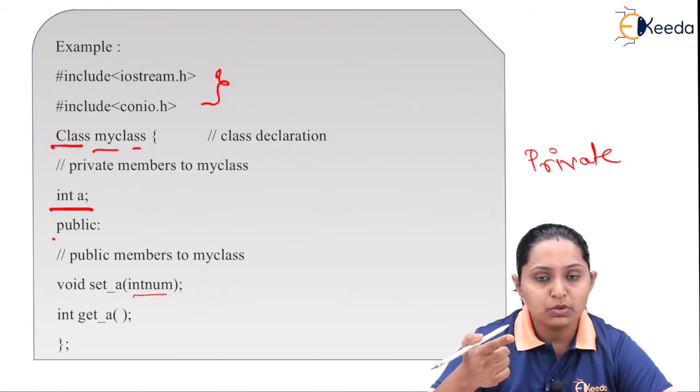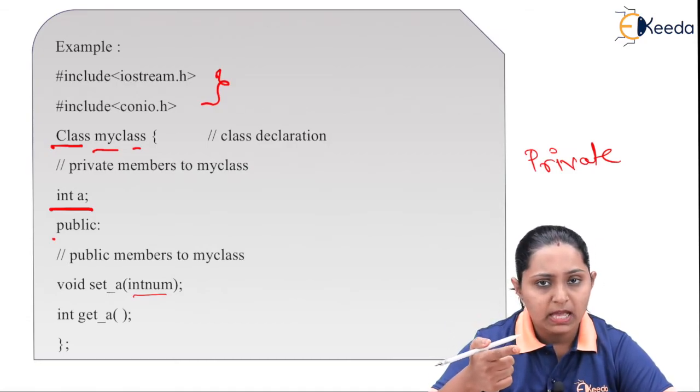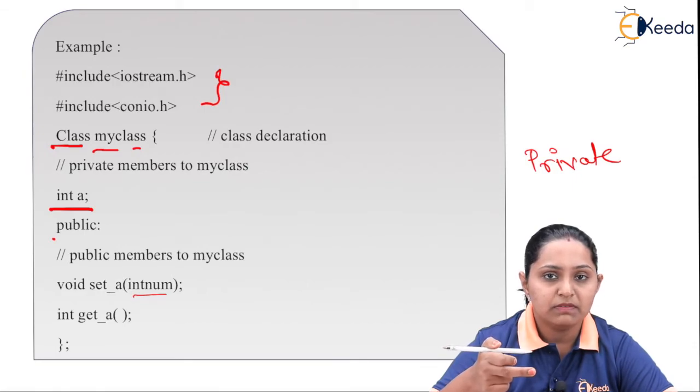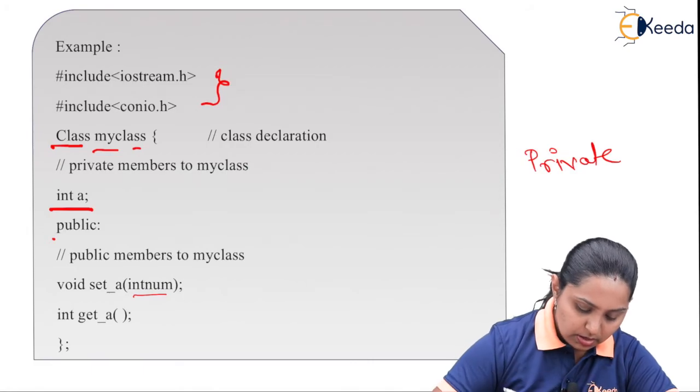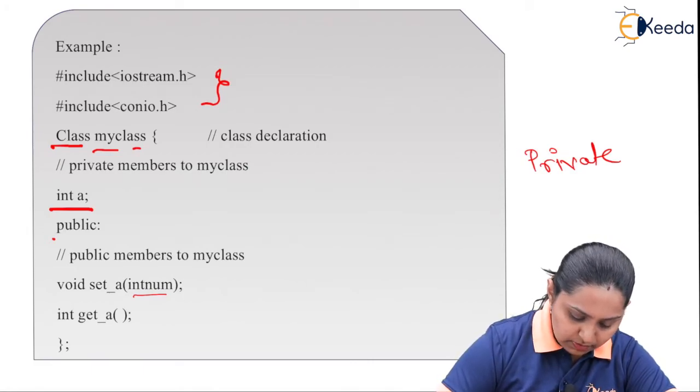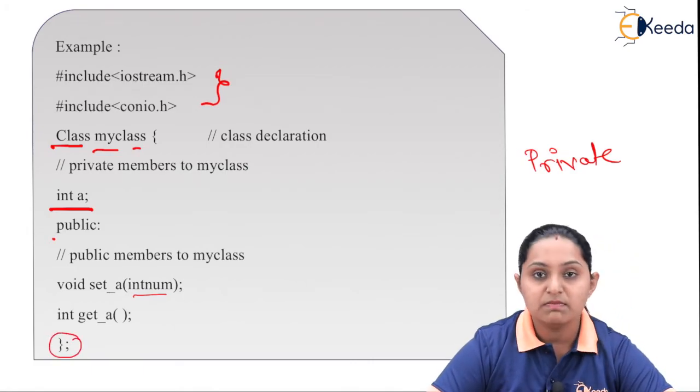set_a is used for specifying the value of a, and get_a is for getting the value of a. Now after finishing the specification, we are closing the class with the semicolon, which is a must to end your class. Thank you.